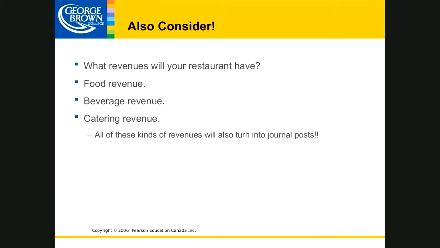Try and also consider and think about what revenues a restaurant would have, right? Food revenue, beverage revenue. If you do catering, you could have catering revenue. You might also try and think about how often these sales happen, right? On a daily basis, you are continuously selling dishes and beverages, maybe even catering to your customers, right? So at the end of the day, you have food, beverage, and catering revenue to record. All of these turn into journal transactions.